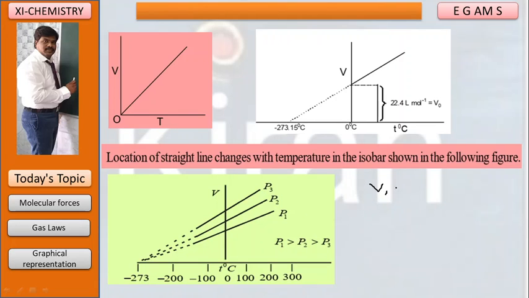Measurable properties are volume, temperature, pressure and mass. Mass is always fixed. You are not adding or subtracting, so any one should be stable. At P1 pressure, the relation between volume and temperature: at P1 pressure, this is the volume. At P2 pressure, this is the volume. At P3 pressure, this is the volume. It means at P3, the volume is increased. At P1, the volume is decreased.